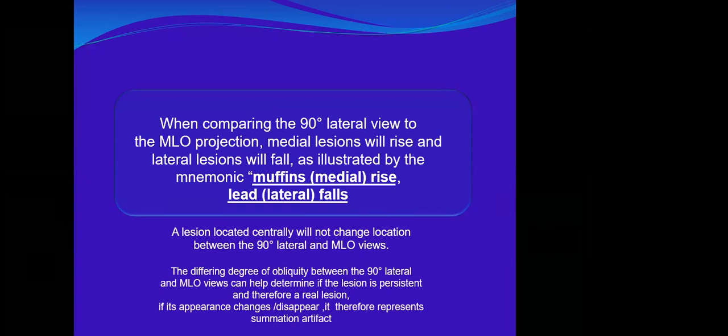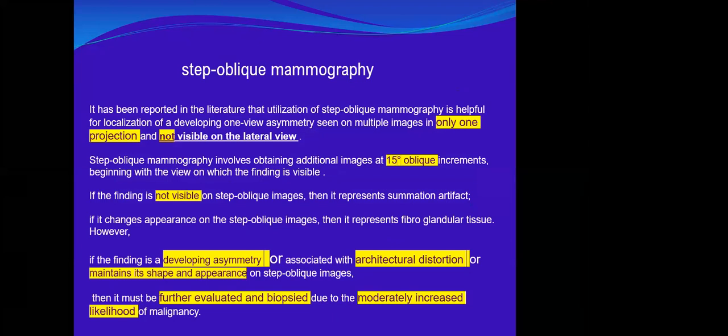This difference in degree of obliquity between the 90-degree lateral and MLO views will help to determine the lesion. If it persists, that means it is real. If it changes or disappears, that means it is just a summation artifact. Okay?